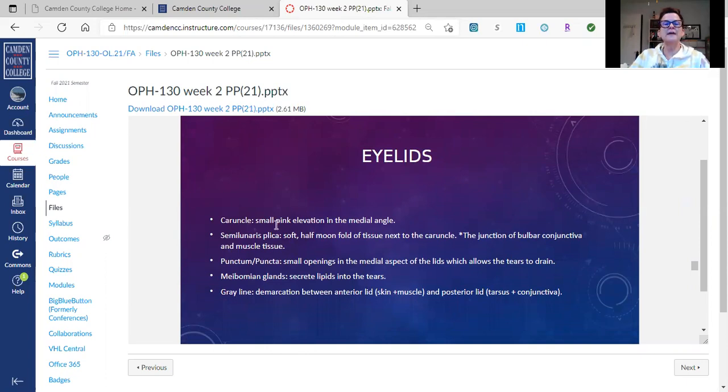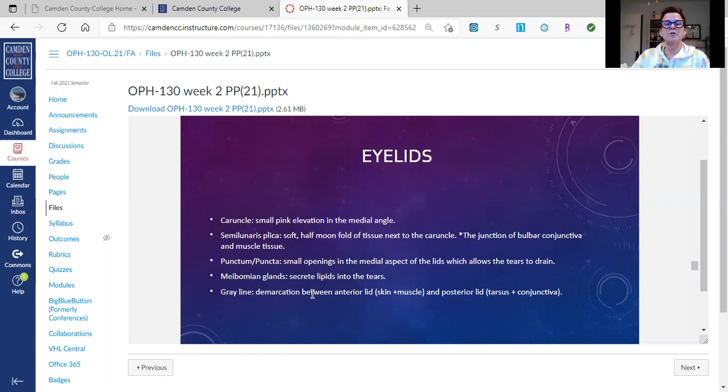So the caruncle, that is that small pink elevation in the medial angle. The plica semilunaris is the soft half-moon fold of tissue next to the caruncle. This is the junction of the bulbar conjunctival and muscle tissue. The punctum or puncta are small openings in the medial aspect of the lids, which allow the tears to drain. The meibomian glands are located in the tarsal plate of the upper and lower lids. They secrete lipids into the tears.